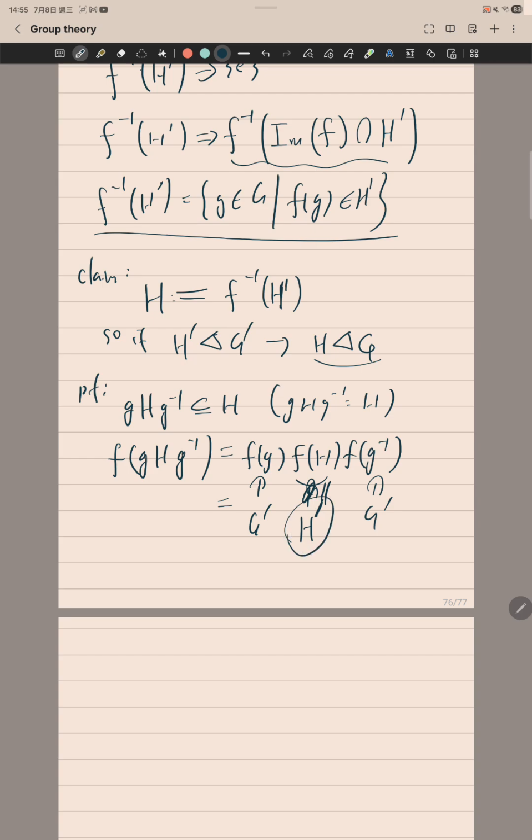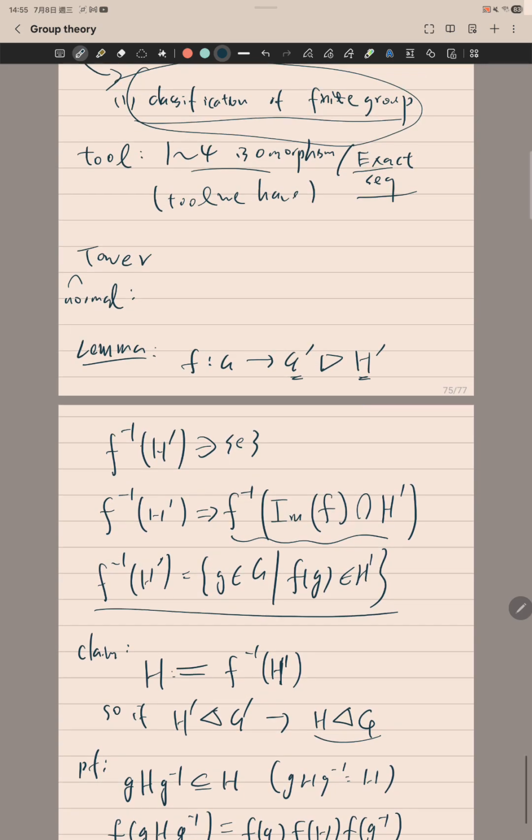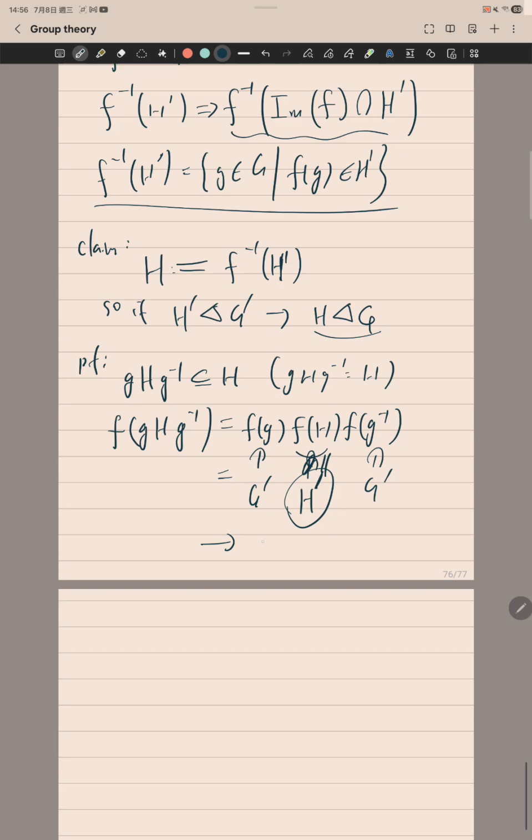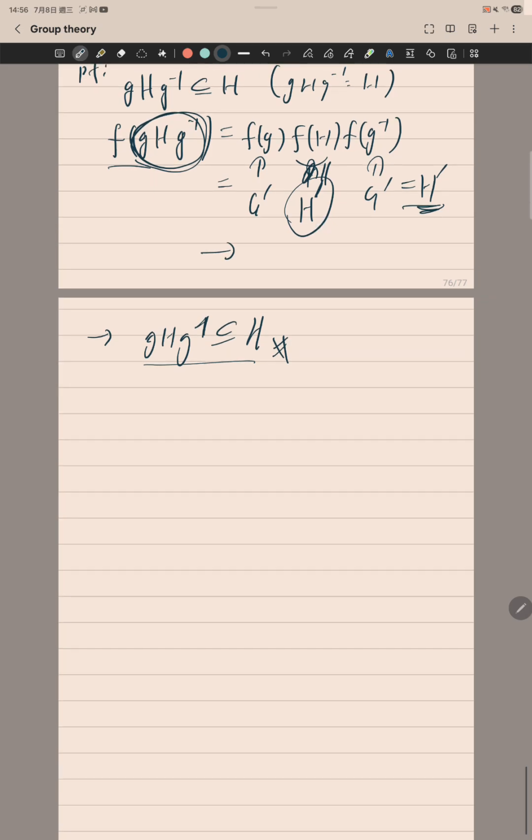But H prime is normal, so this is in H prime. So this proves that g h g inverse maps into H prime. Because this element maps to H prime, by definition it is a subset of H. So this finishes the proof. This proves that H is normal in G.